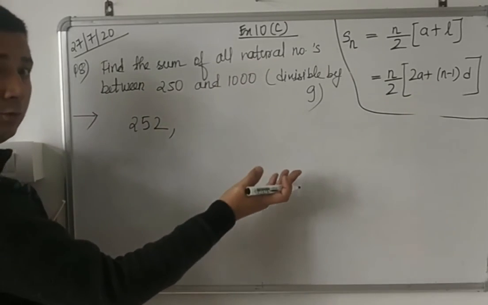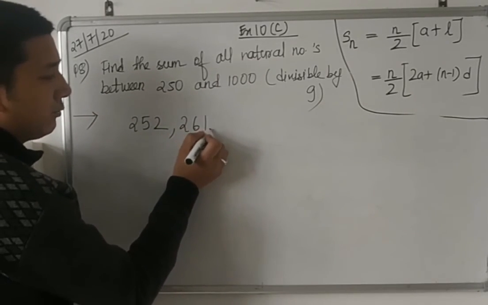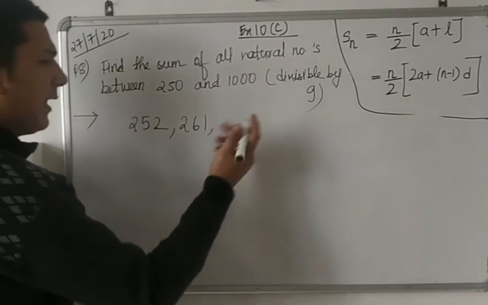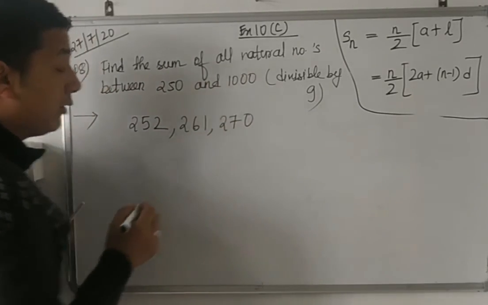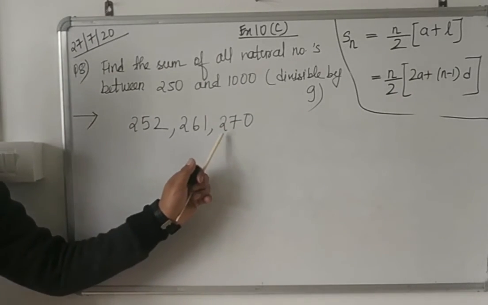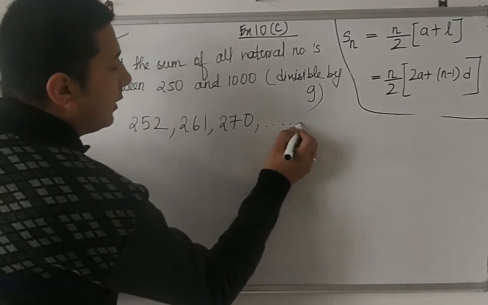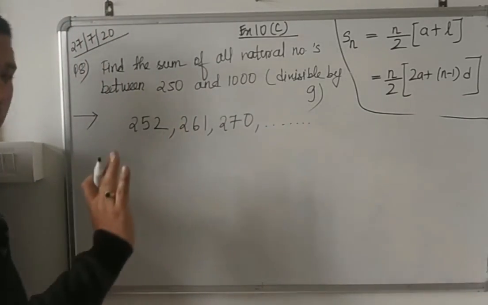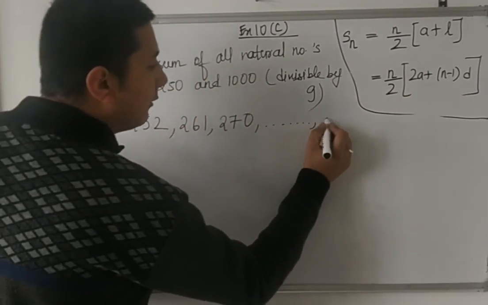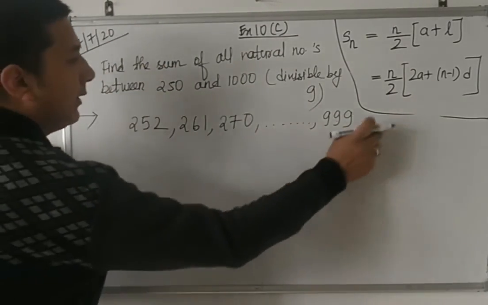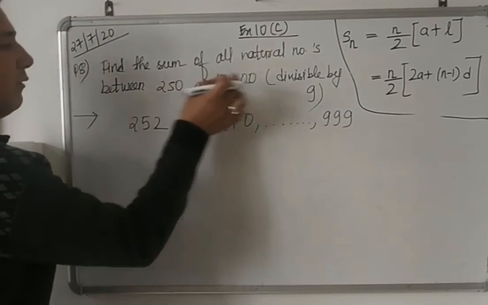You add 9 more, you get 261. 261, if you check, is also divisible by 9: 9 twos are 18, and then 81, 9 nines are 81. You add 9 more, then you get 270, which is also divisible by 9. In this way, if we keep on going, 1000 is not divisible, but just before 1000 there is 999. All these numbers between 250 and 1000 are divisible by 9.